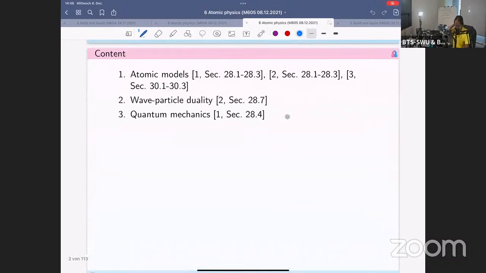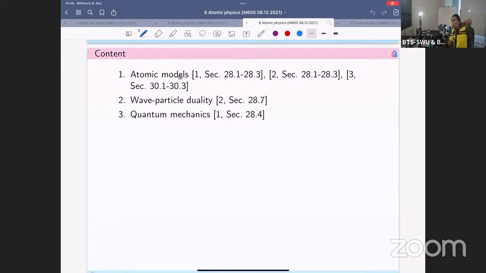And the content in this chapter is the following. We will talk about atomic models. You know that models has the plural form. There are many forms for the atomic model, and we will talk only about the major candidates for the atomic models, like J.J.